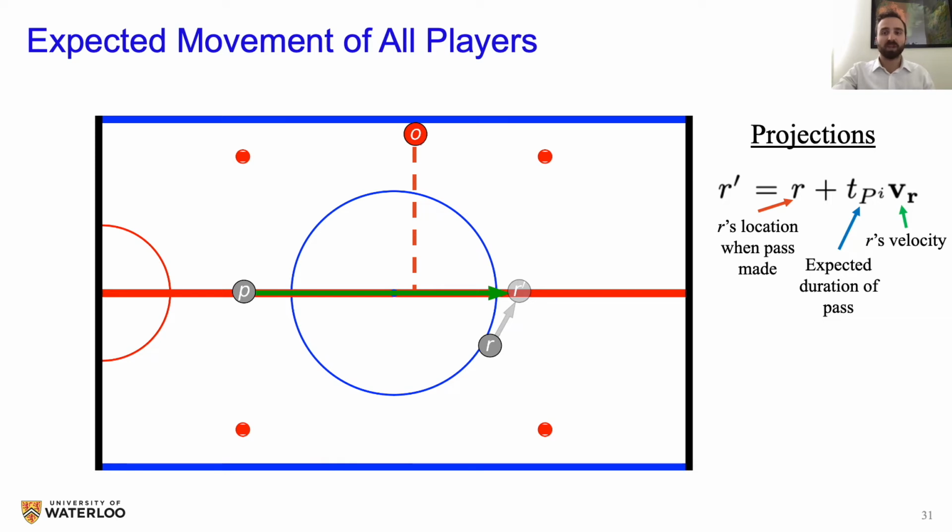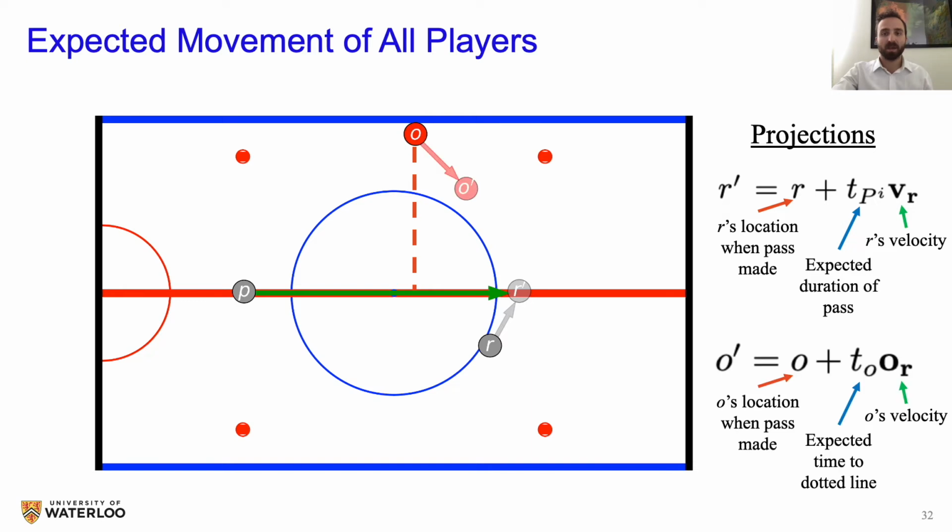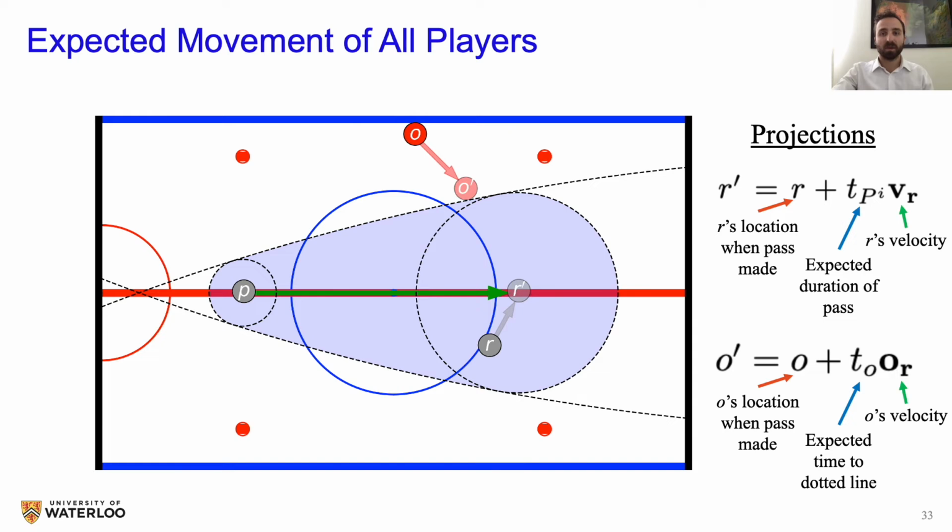Opponents are also moving, but should only be projected until the puck passes their perpendicular location, since they can't really interfere with the pass after the puck has already passed them. Thus, we calculate the expected time for the puck to reach this dotted line and only project the opponents that far into the future. We then fit the passing lane using these projected locations instead of the players' actual locations.